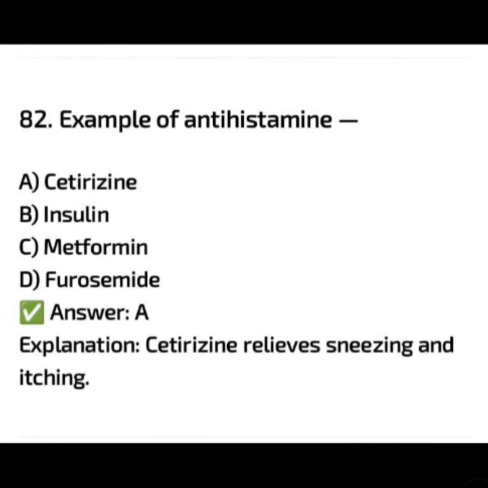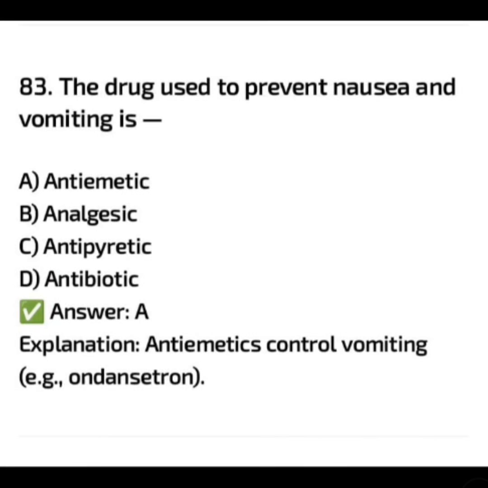Example of antihistamine: cetirizine, insulin, metformin, furosemide. The correct answer is option A, cetirizine. Cetirizine relieves sneezing and itching. The drug used to prevent nausea and vomiting: antiemetic, analgesics, antipyretic, antibiotic. The correct answer is option A, antiemetic. Antiemetics control vomiting. Example: ondansetron.